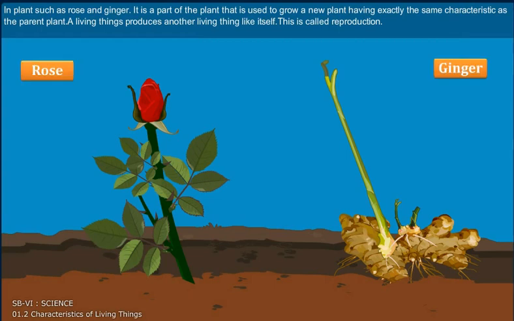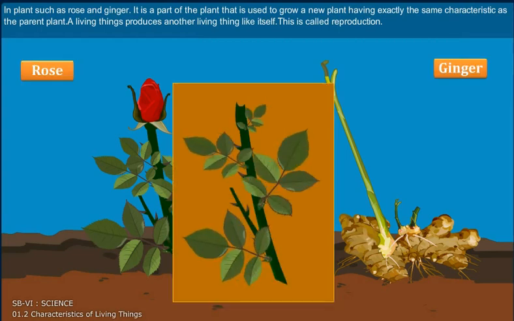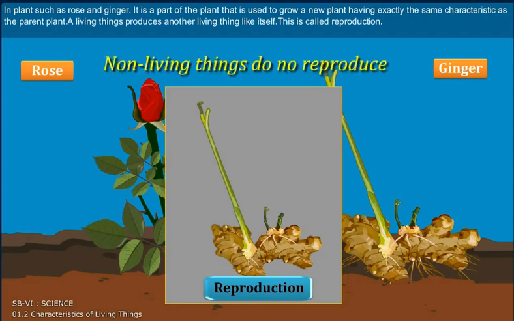In plants such as rose and ginger, it is a part of the plant that is used to grow a new plant having exactly the same characteristics as the parent plant. A living thing produces another living thing like itself. This process is called reproduction. Non-living things do not reproduce.